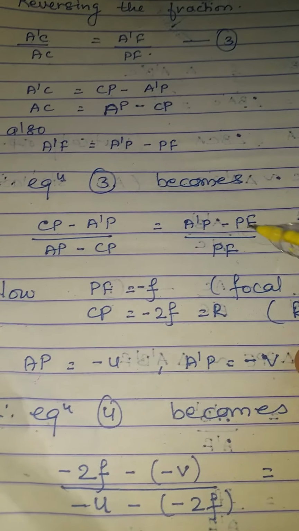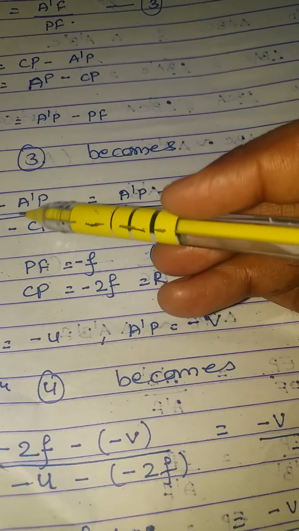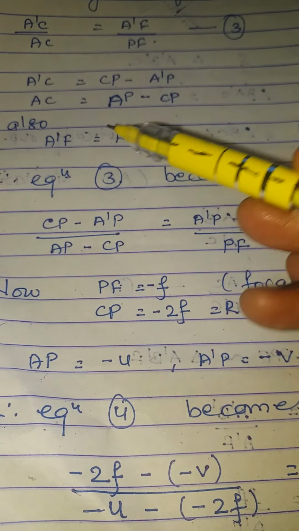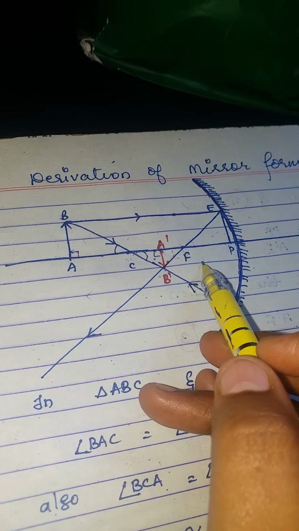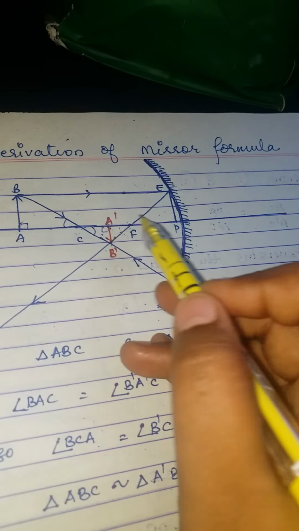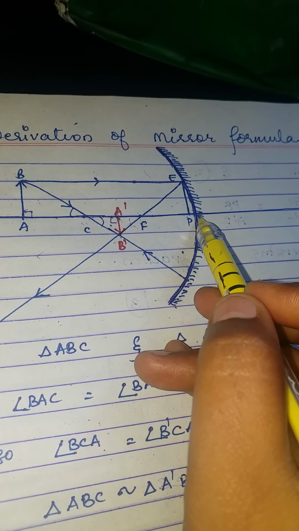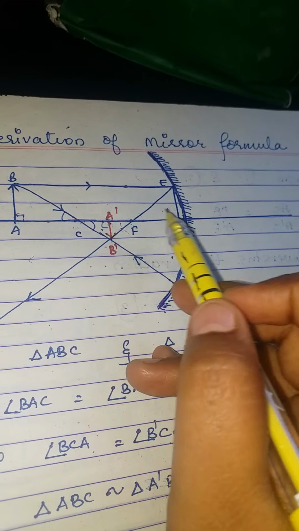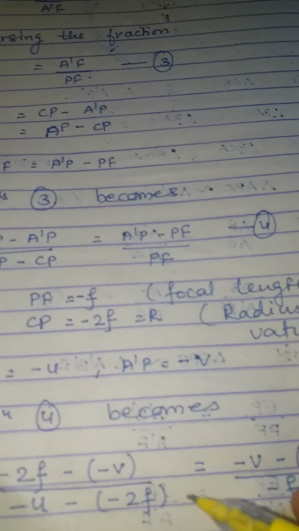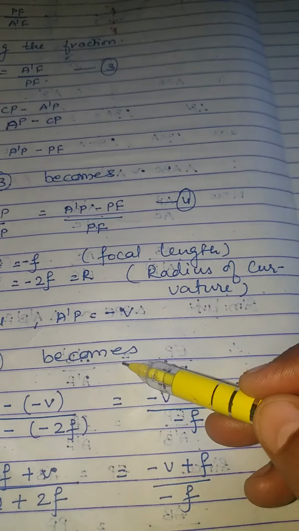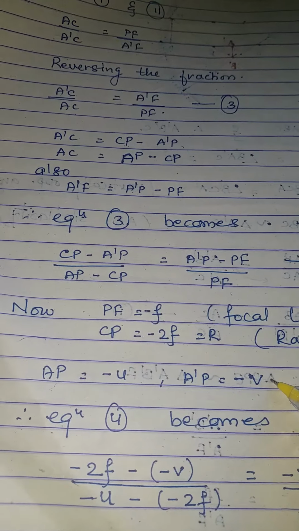What is the value of AP? AP is nothing but the object distance. So it will be written as minus u. Right? What is A'P? A'P is the image distance. So it will be written as minus v. So I have put the values over here. AP is equal to minus u and A'P is equal to minus v.